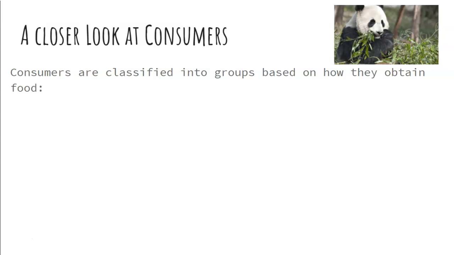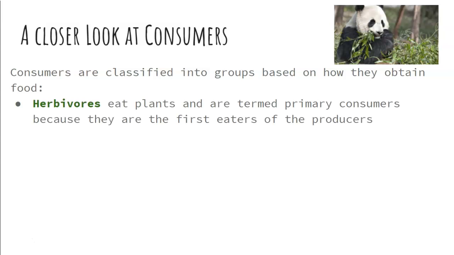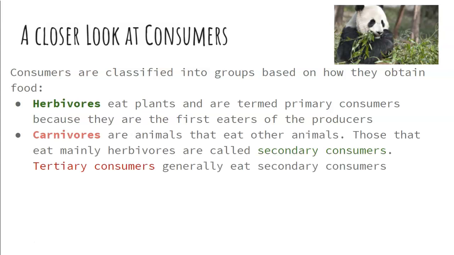So if we look really close at consumers, consumers are animals that eat other animals. We can now flesh that out into a couple more definitions. Herbivores. So herbivores is a term maybe you've heard before. It means that they are only eating plants. In the world of Bio 20, we term these primary consumers, the first consumers, the things that eat the autotrophs, because they're the first eaters of all the producers that there are.